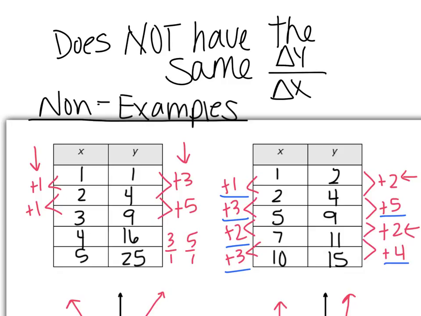So that's how you figure out linear versus not linear. You must check your delta y over delta x to see, is it the same? Then it's linear. If it's not the same, it's not linear.